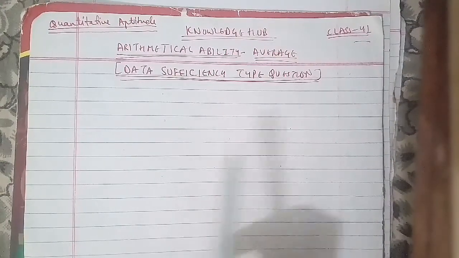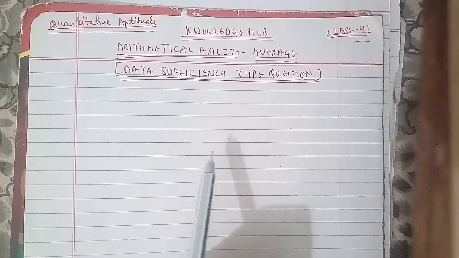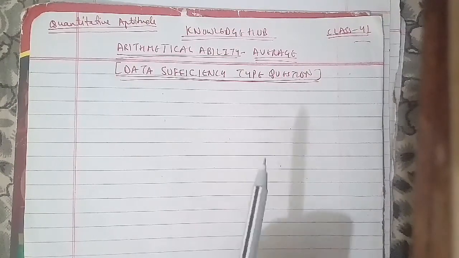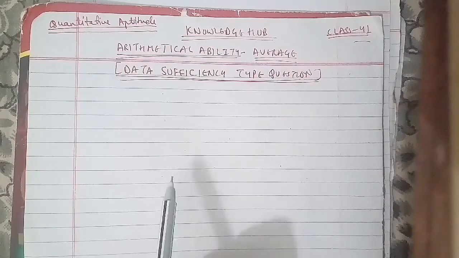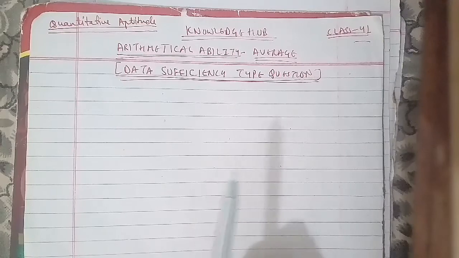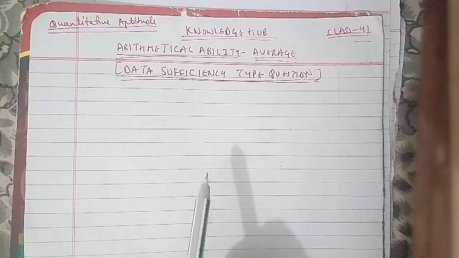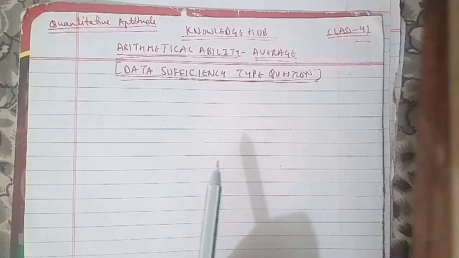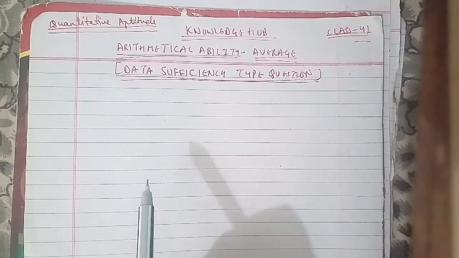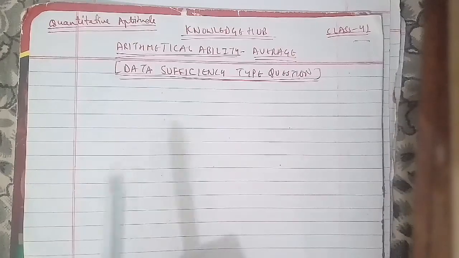Then, choose D if the data in either statement 1 or statement 2 alone are sufficient to answer the question. Choose E if the data in both statements 1 and 2 together are not sufficient to answer the question.